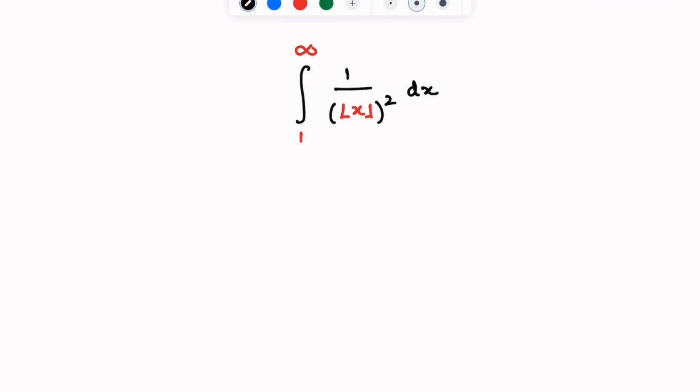Hello there guys, welcome to this video where we're going to be taking a look at this really cool integral right here with a floor function in the bottom, which is really interesting. So let's get right into it.